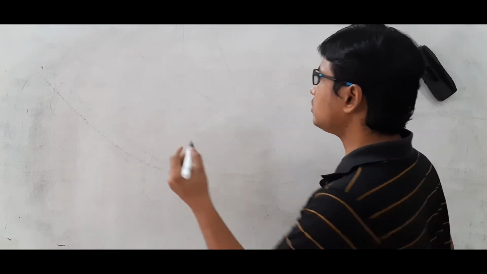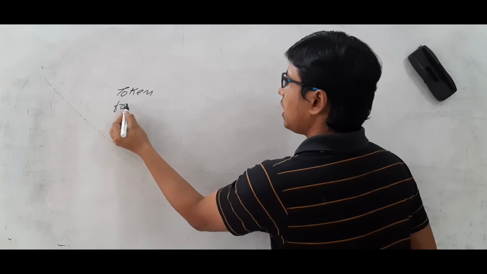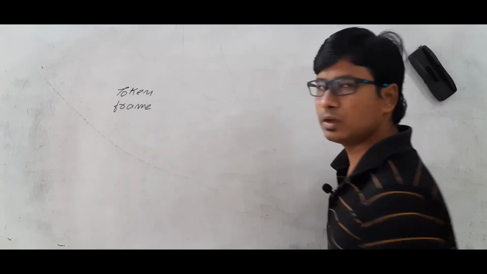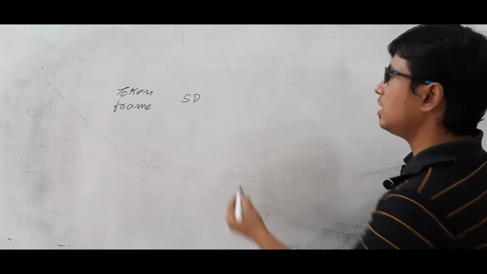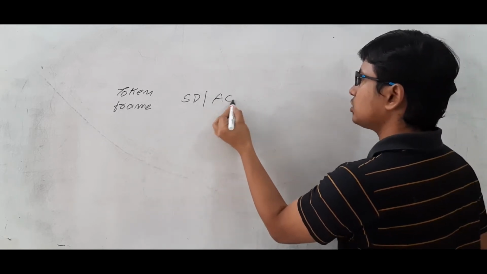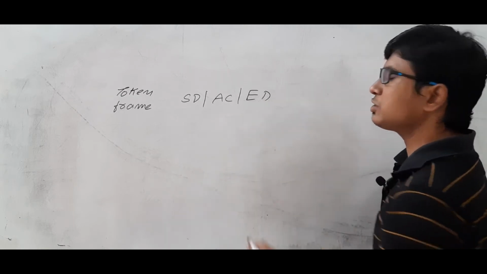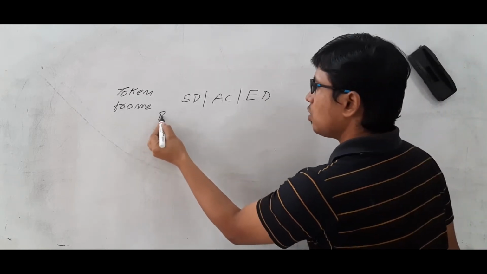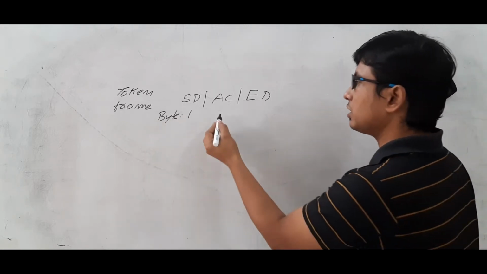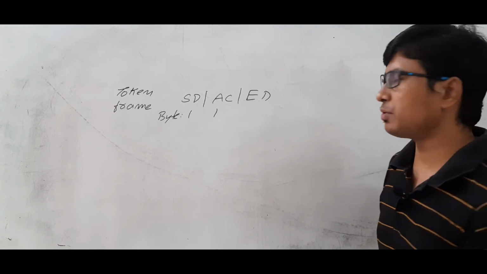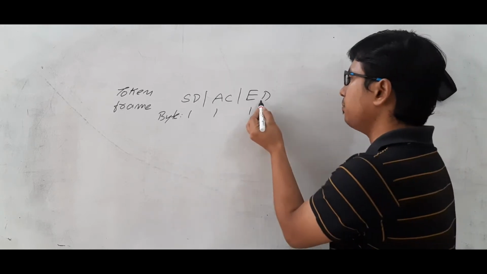Okay, so coming to the token frame, we have three fields. One is the start frame delimiter or start delimiter, and we have the access control, and we have the end delimiter, and each one occupies 1 byte of information. Start delimiter occupies 1 byte, access control is having 1 byte, and end delimiter also occupies 1 byte.